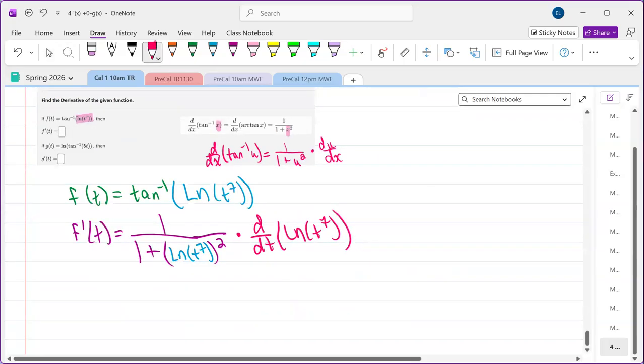Now, you don't have to write this step in here. If you're comfy just writing the derivative in there, you can do it that way. I'm just trying to break it down to remind us how the chain rule works. So I followed my format, the 1 over 1 plus thing squared times derivative of thing.